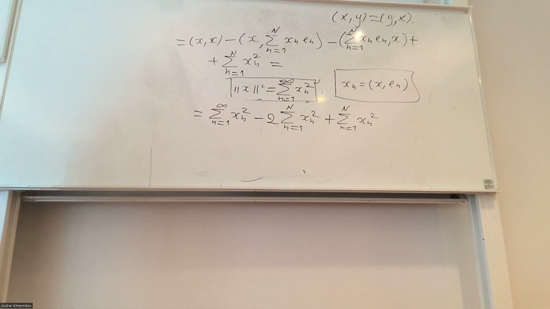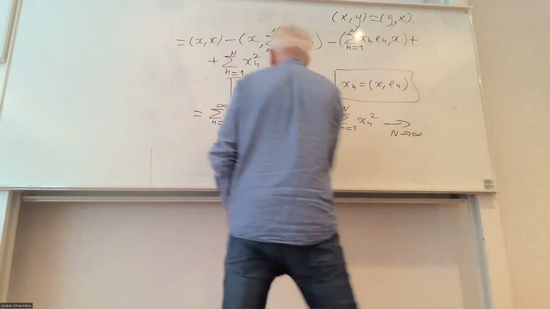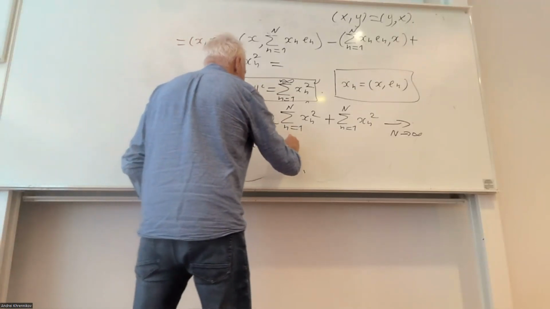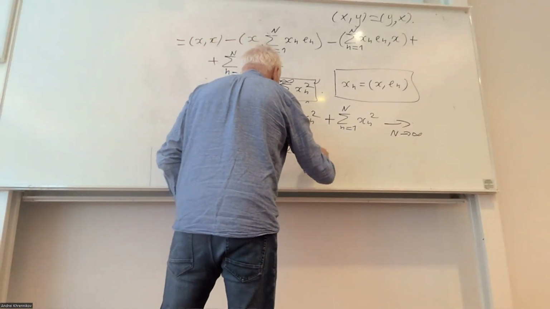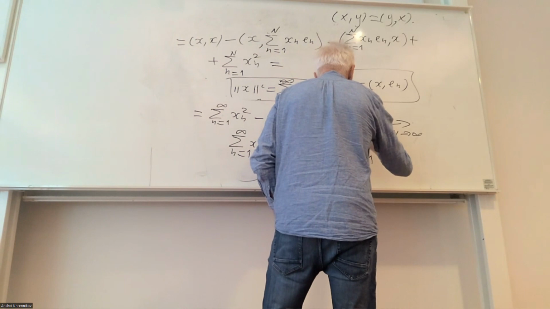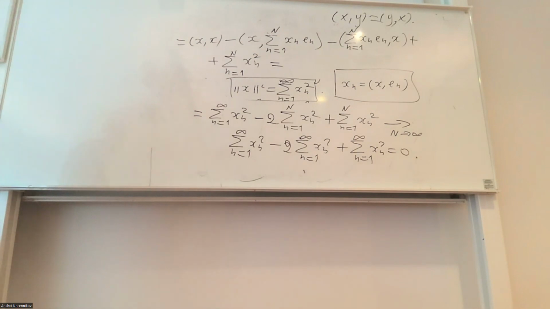Now when n goes to infinity, this is the sum n from 1 to infinity of xn squared, minus 2 times the sum n from 1 to infinity of xn squared, plus the sum n from 1 to infinity of xn squared. This is 0. So the difference between the norm of x and the partial sum of the series with respect to the orthonormal basis goes to 0. So really x can be represented as the sum of the series.